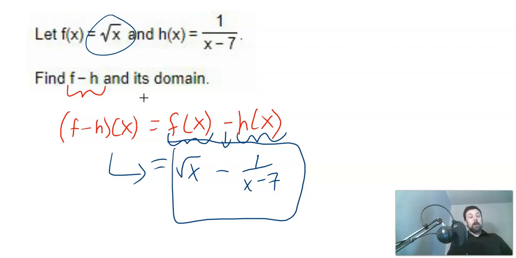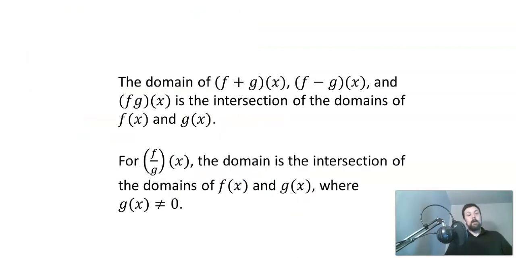Now, there is another part to this problem, which I think is going to be a lot more challenging than this part was, finding the domain. But I haven't talked about how to do that yet, so let me talk about that first, and we'll come back to this problem. The domain of f plus g of x, f minus g of x, and f times g of x is just the intersection of the domains of f of x and g of x.